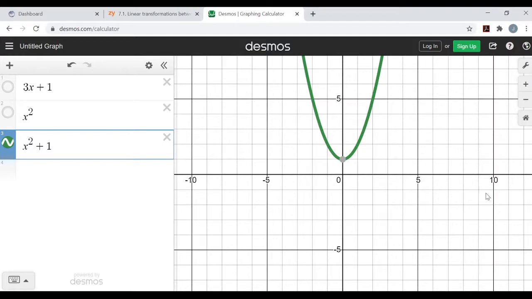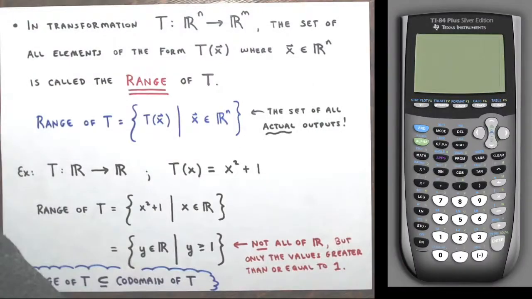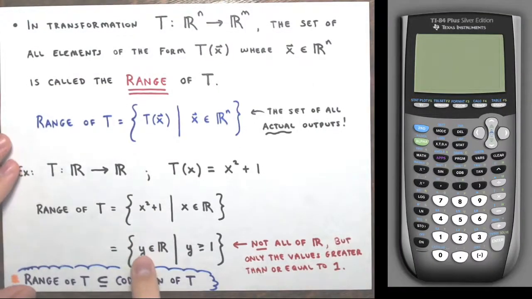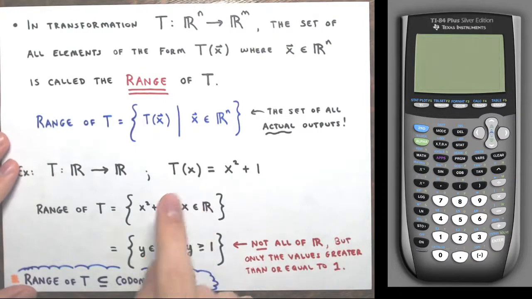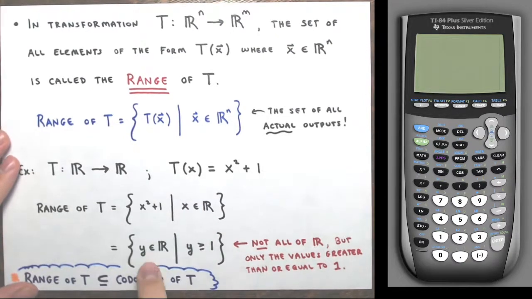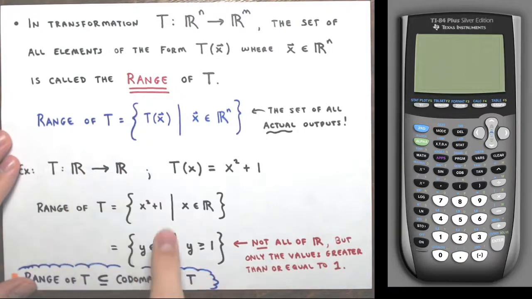So we could also describe the range this way. This second way here is all the values y. Now I called it y just to not confuse it with x. The range of t is all values in the reals, all the values in the codomain. Again, this R here is the codomain. All the values from the codomain such that those values are greater than or equal to 1. So notice again, that is not the entire codomain. That's not all of R, but only the values greater than or equal to 1.